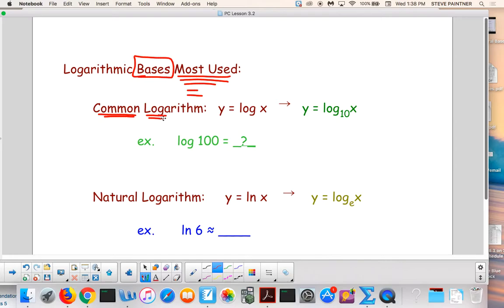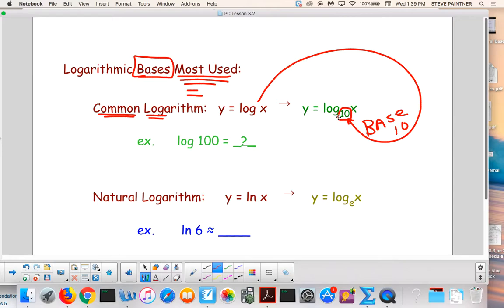And if they don't put the base, you're supposed to assume what base you are in. You are in base 10. When you see this in your book, they won't put a base. And you're going to go, well, what's the base? And the base is 10. Because they don't put it, you're supposed to assume it. So they never do this. Okay?